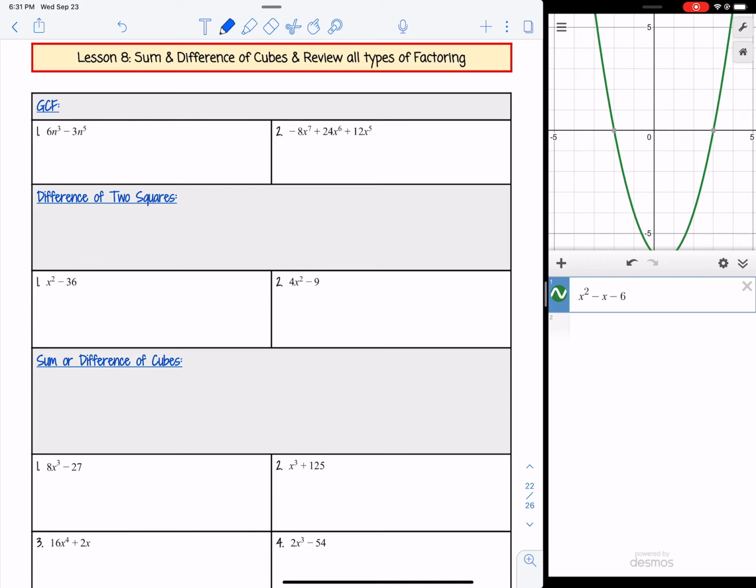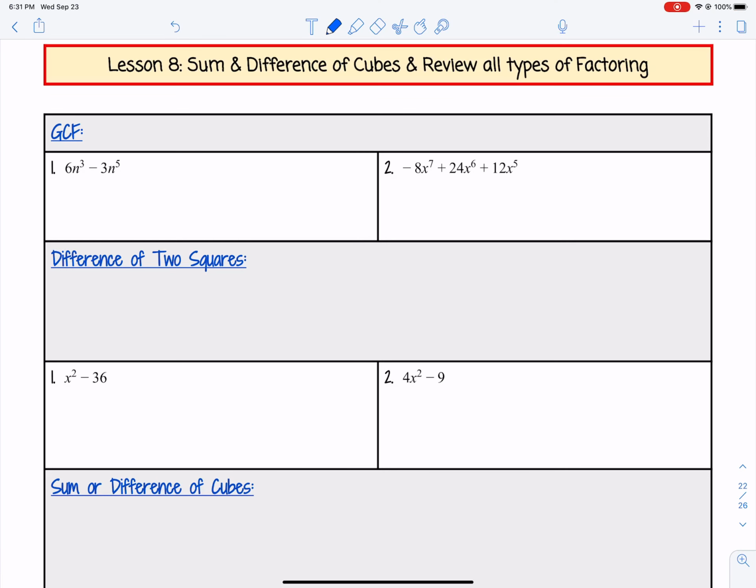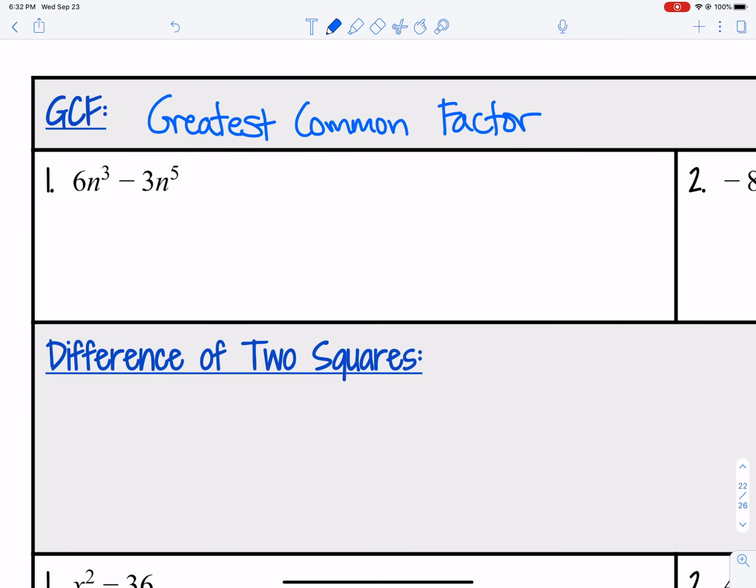In this video, we're going to look at sum and difference of cubes and review all types of factoring. So my first two examples, I've got GCF. GCF stands for greatest common factor. So let's take a look at two examples of picking out a greatest common factor.